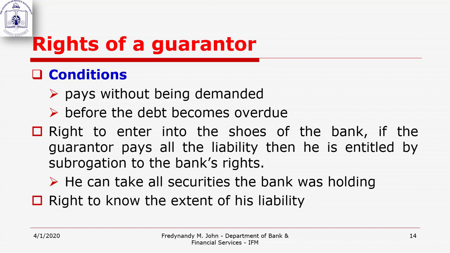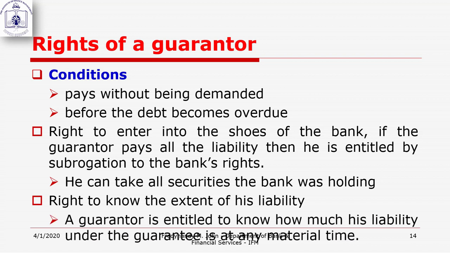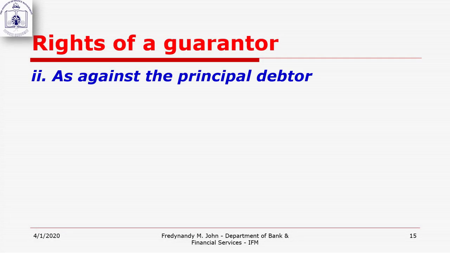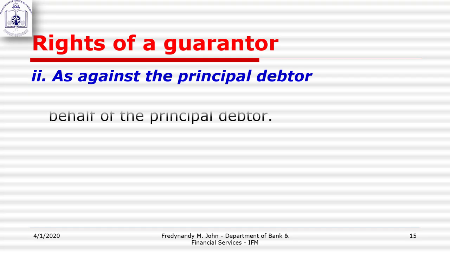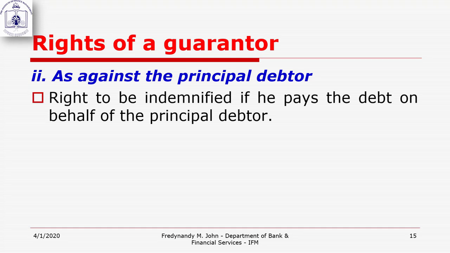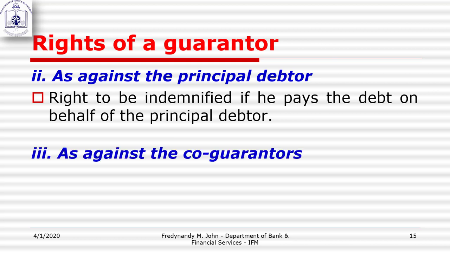Again, the guarantor has the right to know the extent of his liability at any given time, or we say at any material time. So the banker is supposed to be fully open to the guarantor and disclose all information at any given time in case required to do so. Aspect number 2, rights of the guarantor as against the principal debtor. As against the principal debtor, the guarantor has a right to be indemnified if he pays the debt on behalf of the principal debtor.